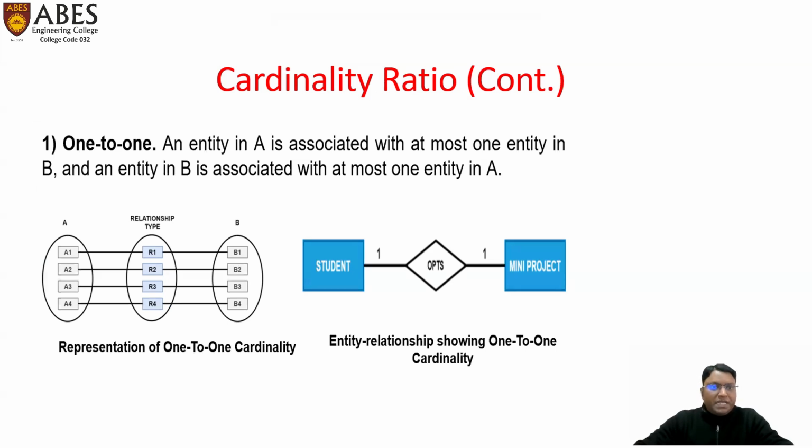First of all, one to one. An entity in A is associated with at most one entity in B, and an entity in B is associated with at most one entity in A. As you can see in the diagram, this is very clear. A student opts a mini project. So a single student can opt for a mini project, so there is a one-to-one relationship, and it is represented using the one-to-one cardinality. As you can see, A is the set of students, B is the set of mini projects, and R is the set of opts. So one student can opt for only one mini project. This is the one-to-one relationship.